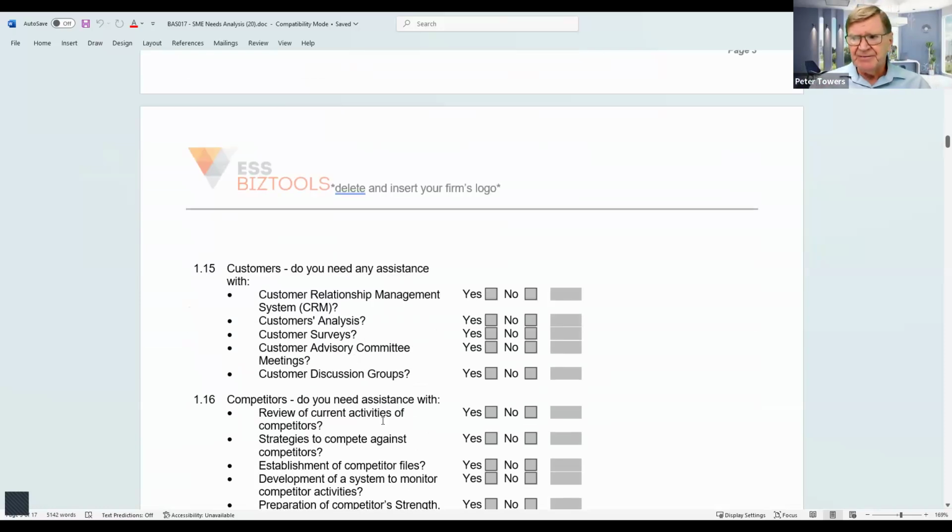Let's look at customers. Do they have a CRM system? Do they use it? Do they get feedback from customers? Have they got a customers advisory committee that meets 4 times a year and have some discussions with them and get feedback as to what the customers think of the current campaign or what they think of the new product?